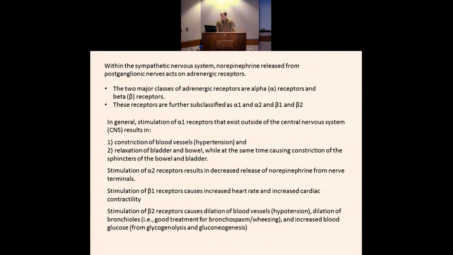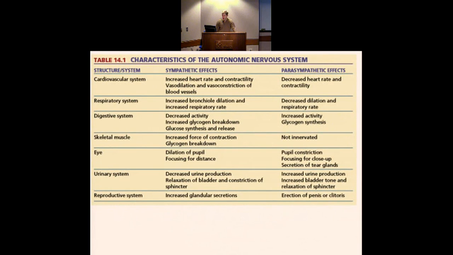whereas beta 2 stimulation causes dilation of blood vessels and dilation of bronchioles, which is good if you're doing a treatment for a bronchospasm or something like that. It also causes your blood glucose to go up. Beta 1 and alpha 1 are usually the ones we use most often. Neosynephrine is alpha 1, epinephrine is beta 1.